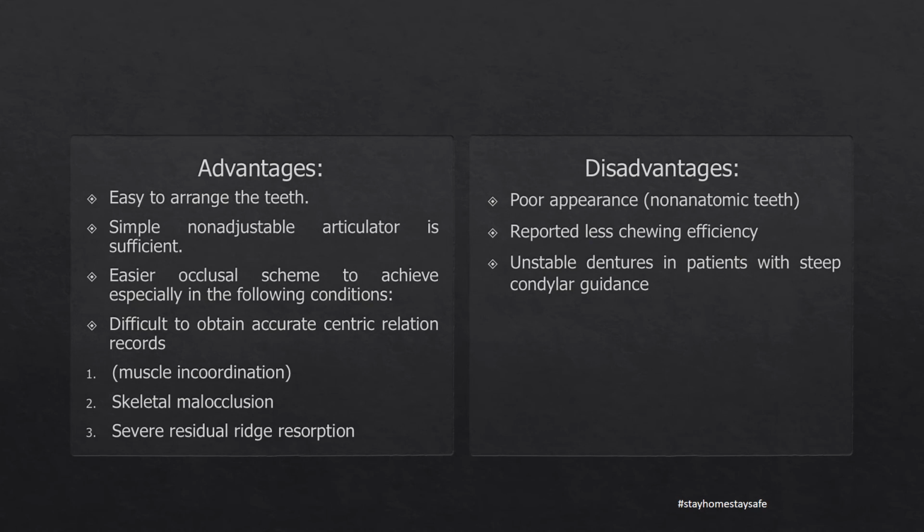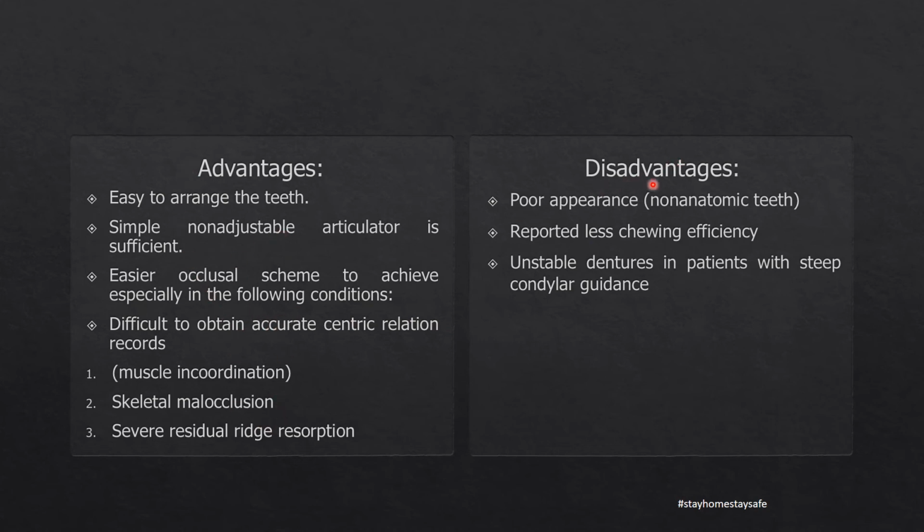So what are the advantages of monoplane occlusal scheme? First of all, it is very easy to arrange the teeth in a monoplane occlusal scheme. We do not require a semi-adjustable articulator or fully adjustable articulator. We can use a simple hinge articulator such as a class 1 or class 2 articulator. It is easier for the occlusal team to achieve, especially in the following conditions, such as if the patient has poor neuromuscular control, has malocclusion like a class 3 or class 2 ridge relationship, or when there is excessive residual ridge resorption. In these cases, it is easier to achieve a centric relationship in a monoplane occlusal scheme.